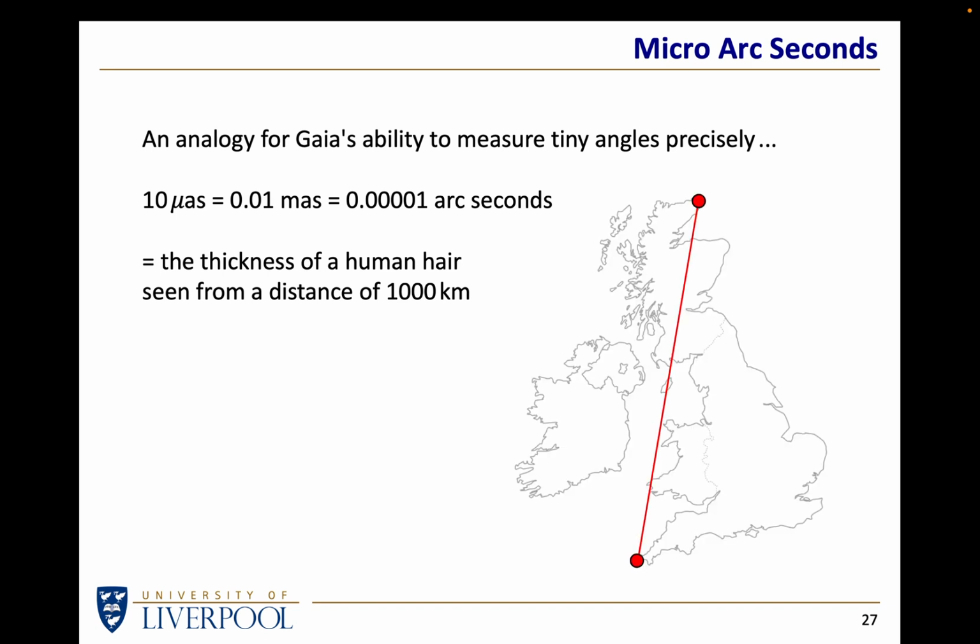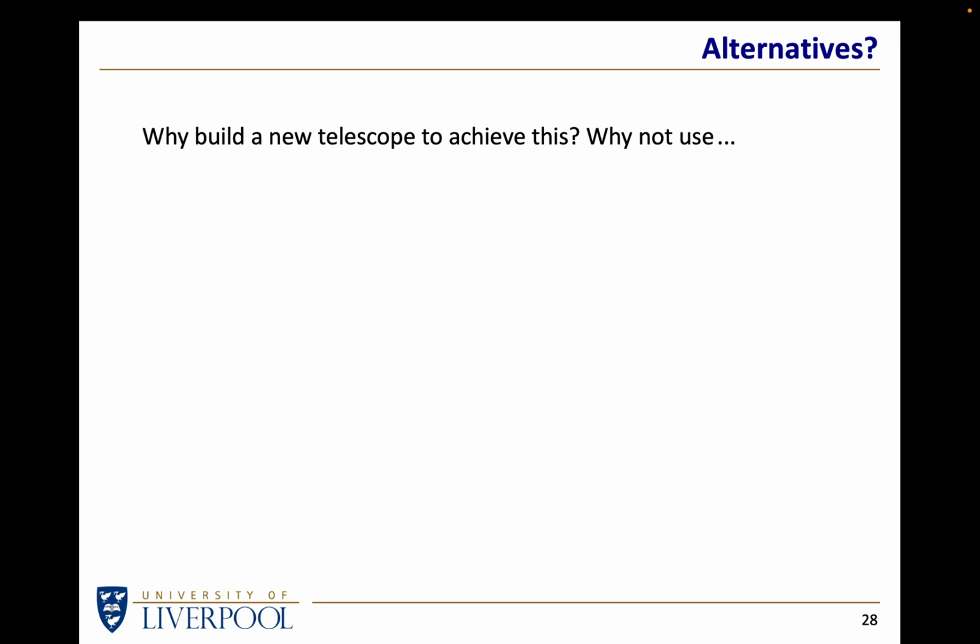So imagine standing in Land's End, looking at somebody in John O'Groats and determining their position to within the width of a human hair. That's the accuracy that Gaia was set to determine the positions of stars. It sounds crazy until you realize it's been done.